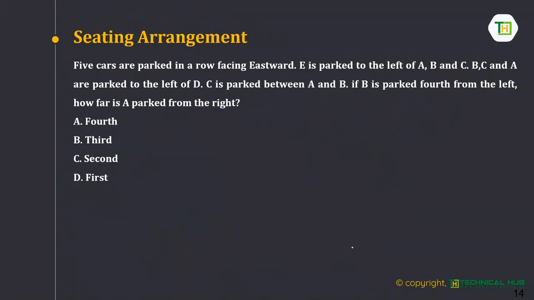Next one. So seating arrangement. So 5 cars are parked in a row facing east. Okay. E is parked to the left of A, B and C. So A, B and C means this is the E position. Okay, only 2 positions are possible. So A, B, C exact positions are not given. So E position is either in this place or in this place.